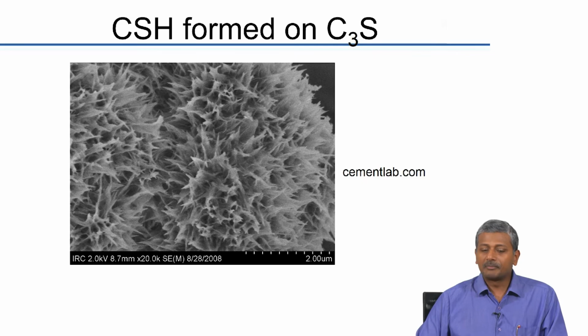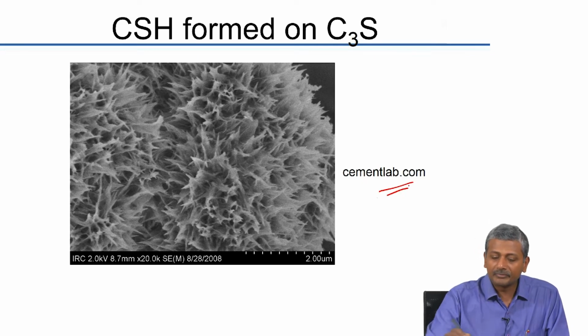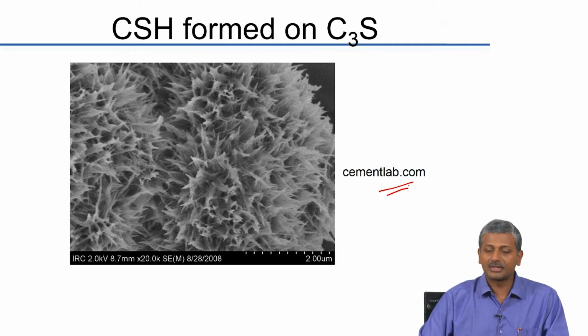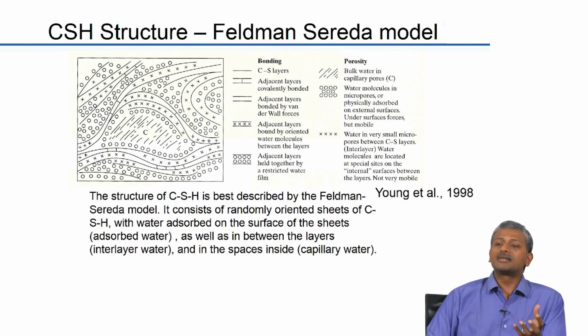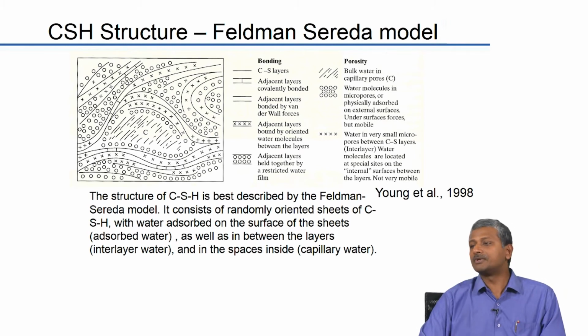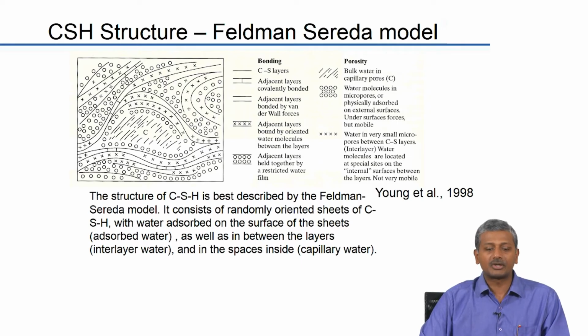Okay. Now this is a picture from the cementlab.com website, which is CSH, which is forming on C3S particles. Okay. This is actually the surface of the C3S particles, and you can see the fibrous nature of the CSH that is formed on the surface. Now all this seems to indicate that CSH has a sheet-like structure, and there are many scientists who have worked on deciphering the structure of CSH, associating it with naturally available minerals, for instance, but most of them agree that the best representation of the CSH structure is brought about by what is called the Feldman Sereda model.